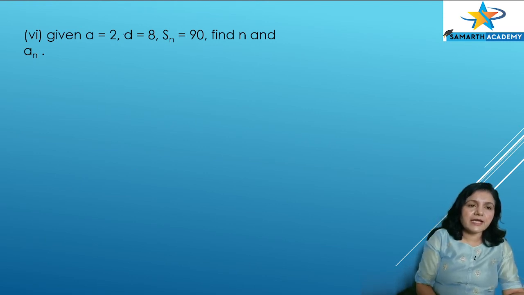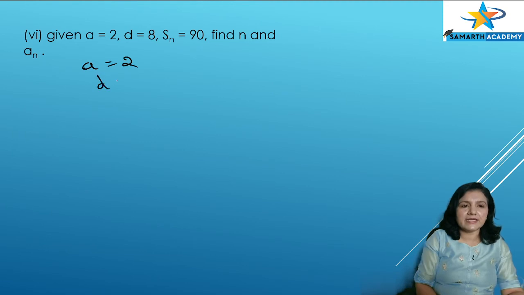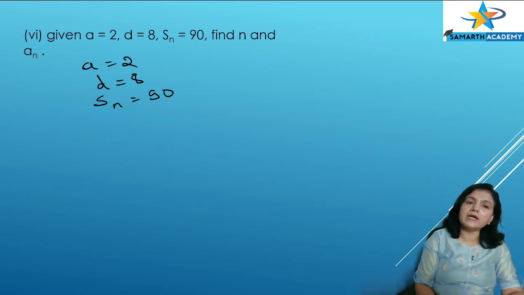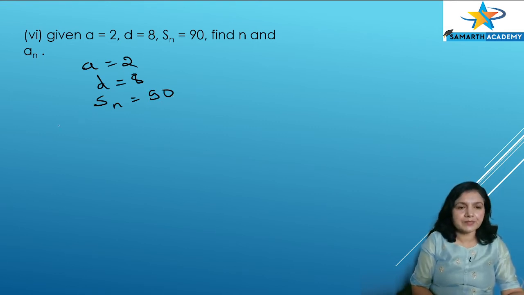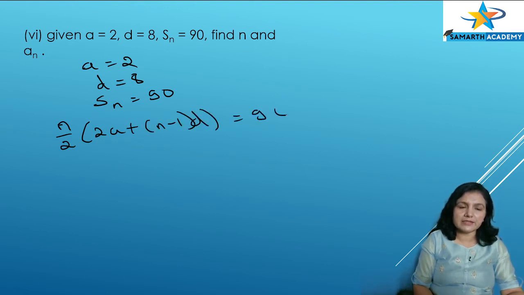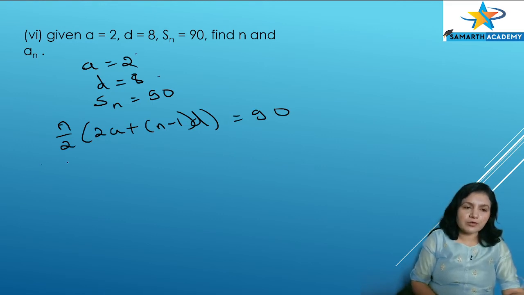Question 6. A equal to 2 and D is 8. Sn is 90. We need to find what is n and what is the nth term. Here we'll write the formula for Sn, that is n by 2 into 2A plus n minus 1 into D equal to 90. We know what is A and what is D. So let's put the value of A and D.